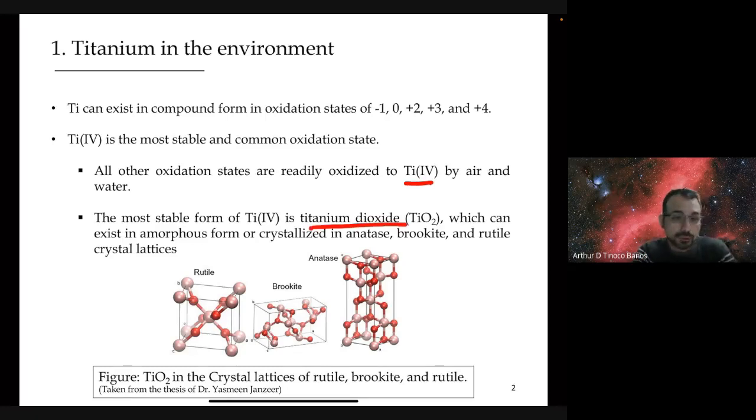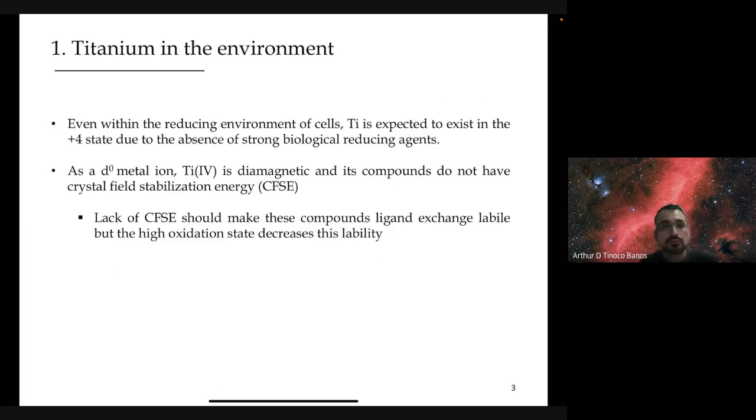It is ubiquitous, okay, and it can exist in either amorphous form or in a very stable crystallized form. Here I give a representation of crystallized forms in the anatase, the brookite, and the rutile crystal lattices. All right, so that is where you can find titanium abundant in terms of its crystallization.